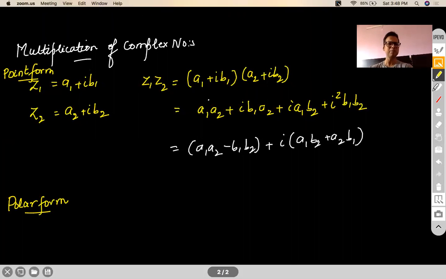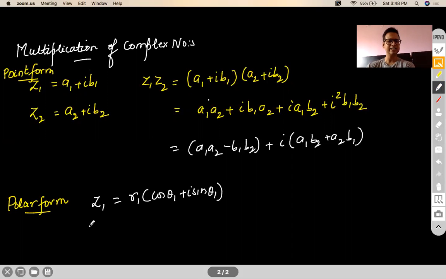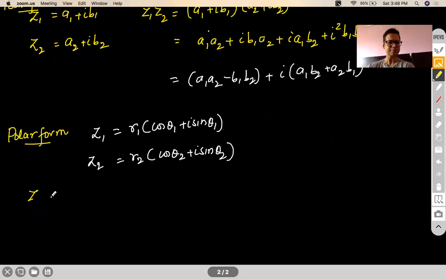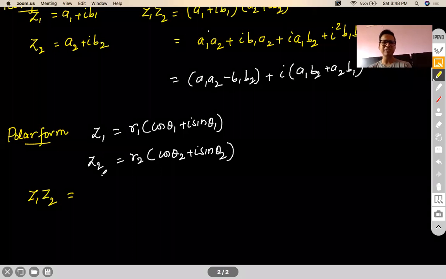Now let's do the same operation when they have been written in the polar form. Let's say I have a complex number Z1, which is written as R1 cos theta 1 plus i sin theta 1, and Z2 is R2 cos theta 2 plus i sin theta 2. When you multiply these two complex numbers, the process is the same as in the point form, but the outcome is slightly more appreciable. So we get R1 R2.